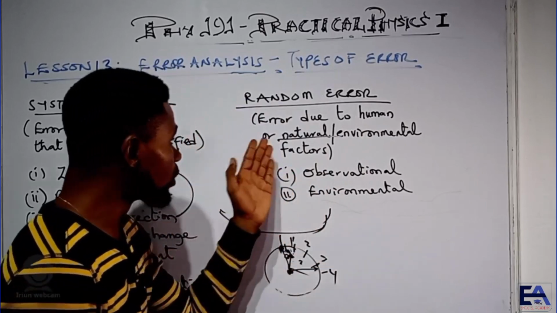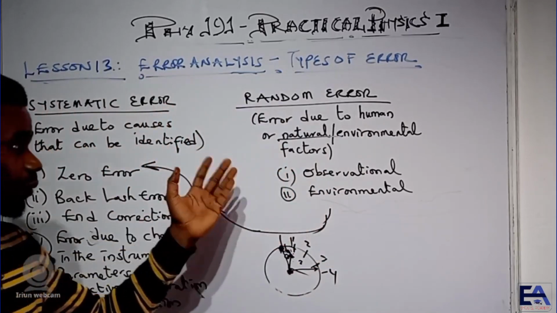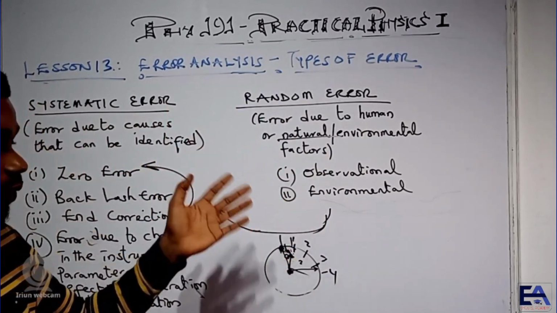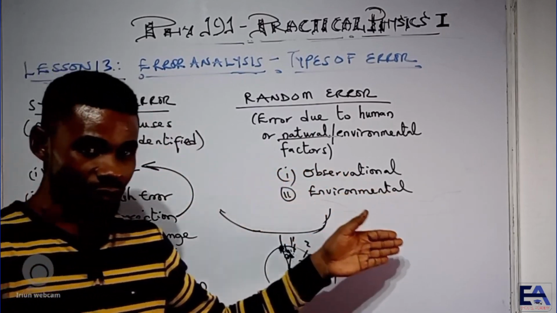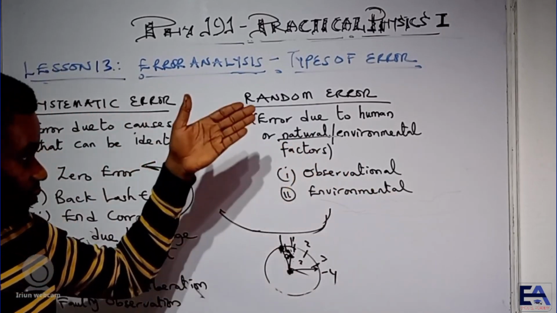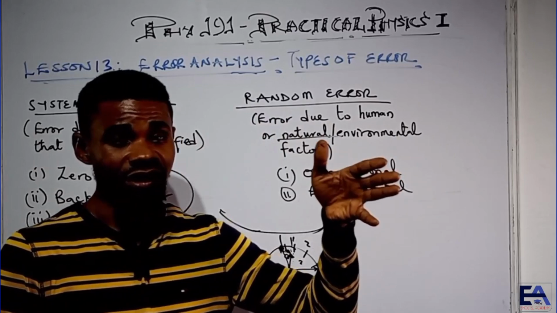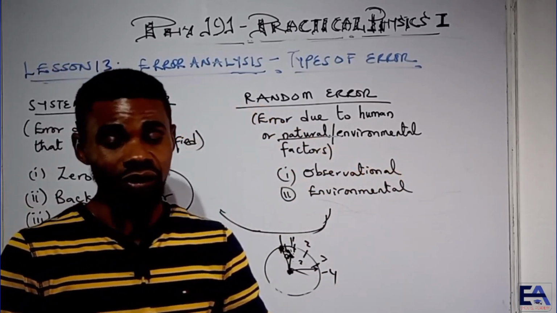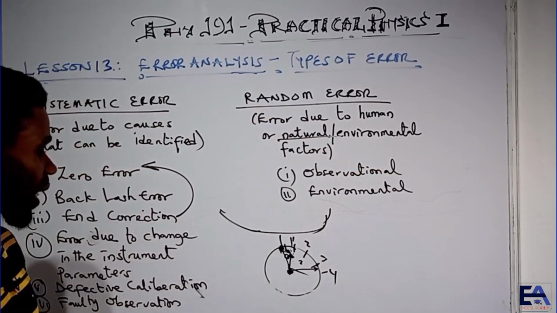Now we move on to this next one, which is the random error. Error due to human or natural environmental factors and all. Okay? It could be observational, it could be environmental. Observational means it comes from the observation of the person that is carrying out the experiment. Okay, let me just put it like this.